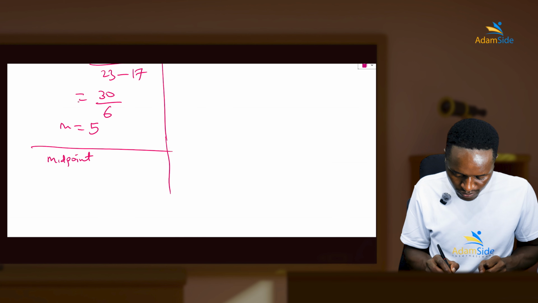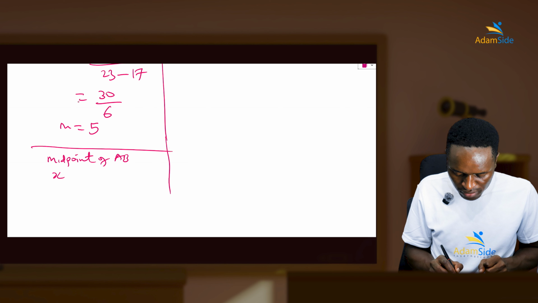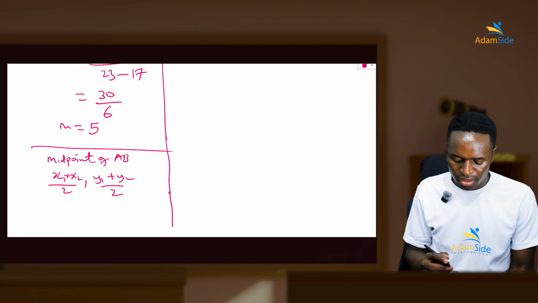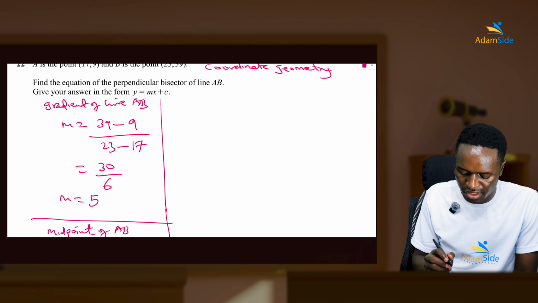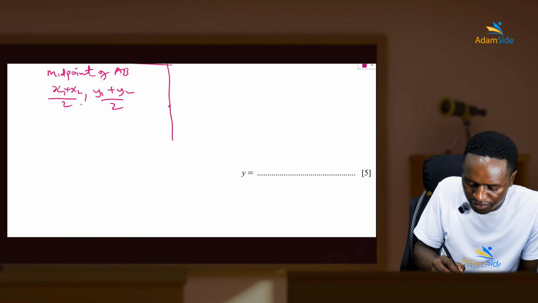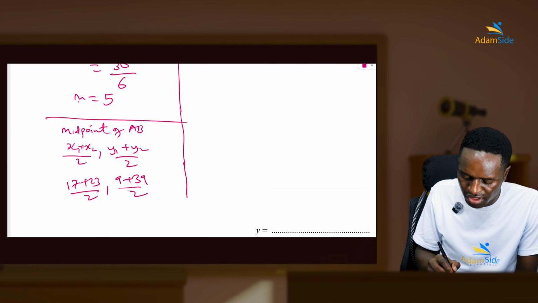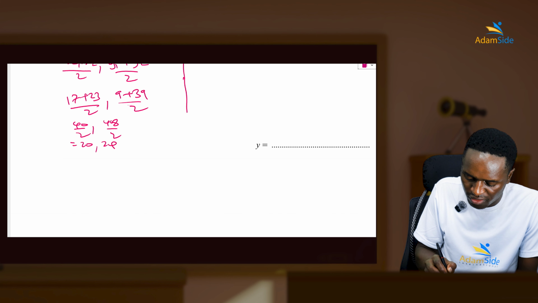Then the midpoint of AB. What's our midpoint? We know midpoint is x1 plus x2, y1 plus y2, each over 2. Now our x values are 17 and 23, and our y values are 9 and 39. 17 plus 23 is 40 divided by 2, and 9 plus 39 is 48 divided by 2. So what do you get? We end up getting 20 and then 24.